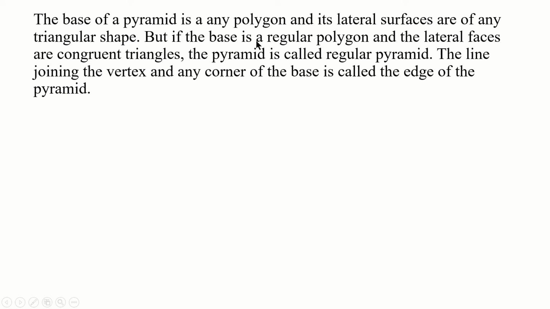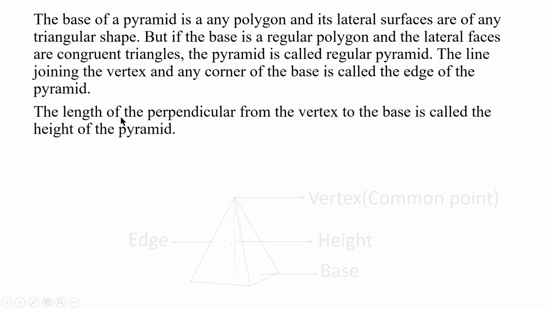But if the base is a regular polygon, regular means equal, that means all sides of the base are equal and the lateral faces are congruent triangles, the pyramid is called a regular pyramid. That means all the triangles are congruent and each side of the base is equal, then it is called a regular pyramid. The line joining the vertex and any corner of the base is called the edge of the pyramid.